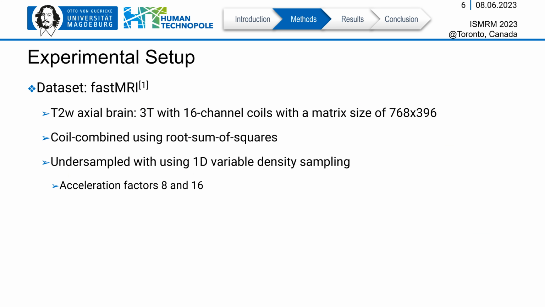To evaluate the proposed method, we use the T2-weighted axial brain scans from the fastMRI dataset acquired at 3 Tesla with 16 coils. We combine the coils by bringing the K-space into the corresponding complex-valued image space and then applying root sum of squares as a pre-processing step. The fully sampled K-spaces were then retrospectively undersampled using one-dimensional variable density sampling with acceleration factors 8 and 16.